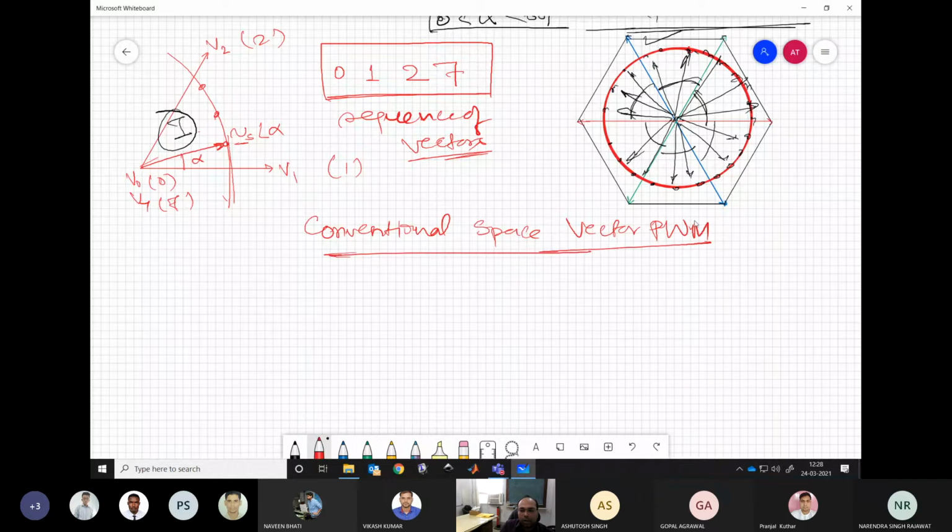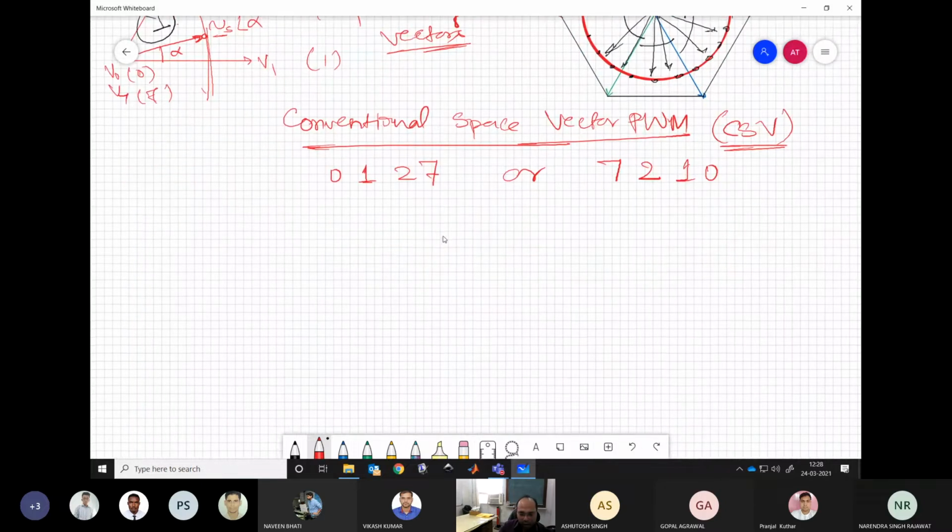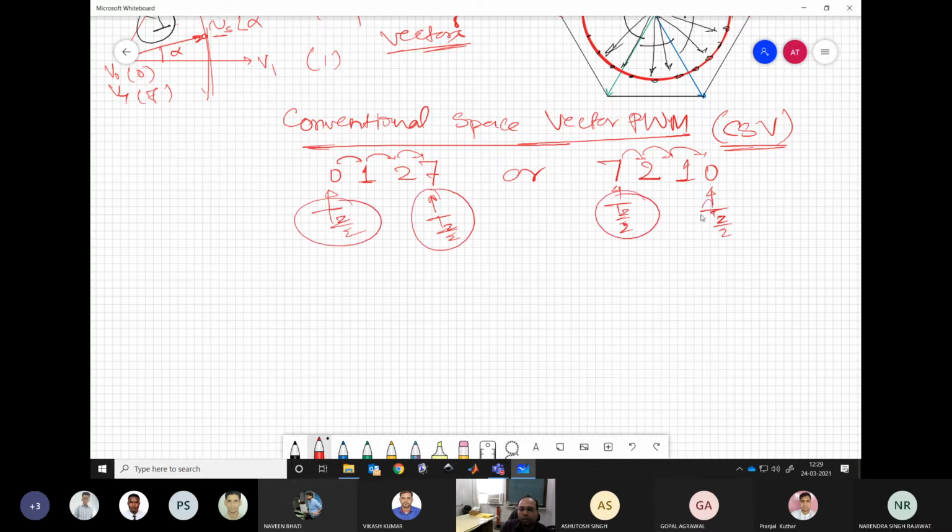So conventional space vector PWM, or CSV PWM, what we are basically doing is applying the vectors in the sequence 0, 1 to 7, or we can have this also as 7 to 1, 0. What we should have is that any next vector should be only one switching away. That is what we have to ensure. And the vectors which correspond to the zero vector are applied for equal intervals. This is what we have to ensure.